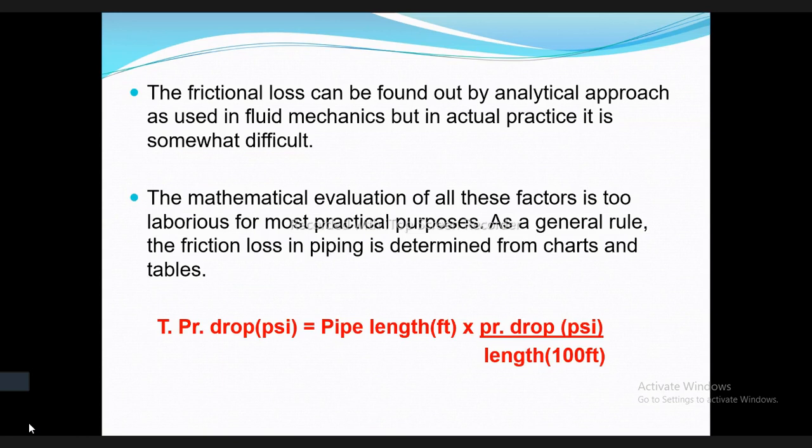So they have made a chart for 100 feet length. Whatever reading you get, that is for 100 feet. For example, let's say your total pipe length is 50. So 50 multiplied by whatever pressure drop you are getting, let's say 0.1, divided by 100. If instead of 50 this is 500, then this will become 500. So accordingly, your pressure drop will increase or decrease. I hope it is clear.